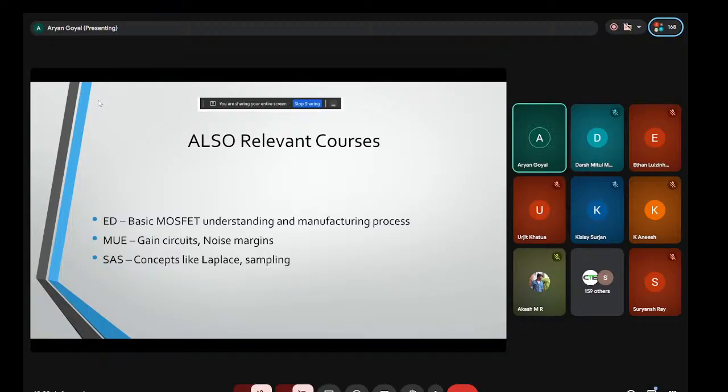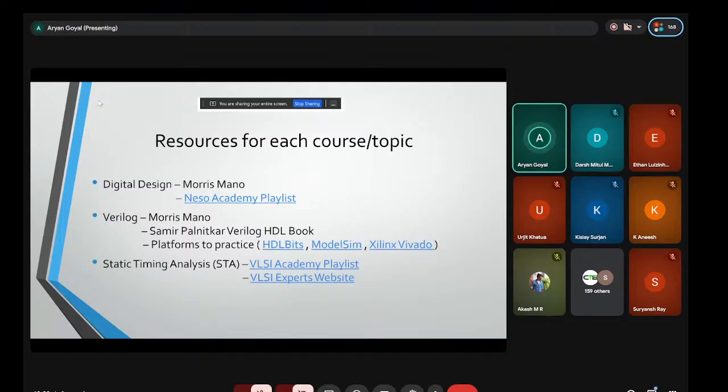Now coming to the resources. For digital design, you have the Morris Mano book and the NISO Academy playlist. I've attached the link. For Verilog, you can do the basics from Morris Mano. But if you are interested in diving into in-depth Verilog, there is a Samir Palnitkar Verilog HDL book, which is very good. You can practice Verilog on HDLBits. I think most of you might be familiar with HDLBits by now in your digital design course.